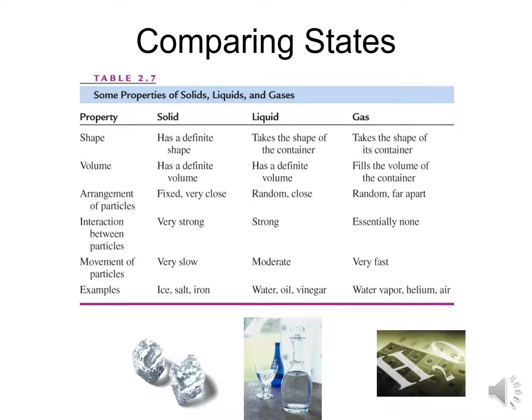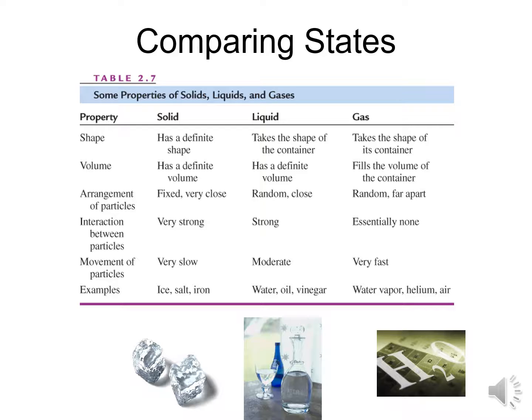Solid particles do move in a vibratory motion. Liquid particles can move, and they can also slide past each other, which allows for diffusion to occur. Gases move very quickly. They move in straight lines until they bump into another gas particle or the wall of the container, and then they bounce off and reflect.